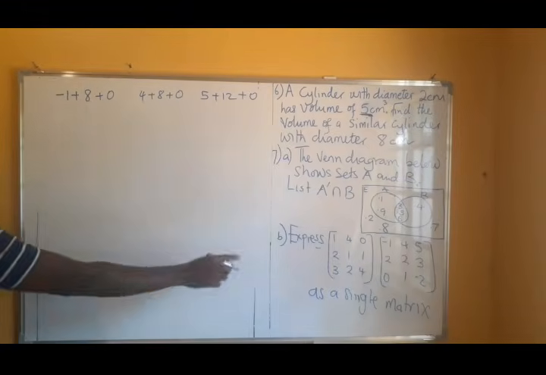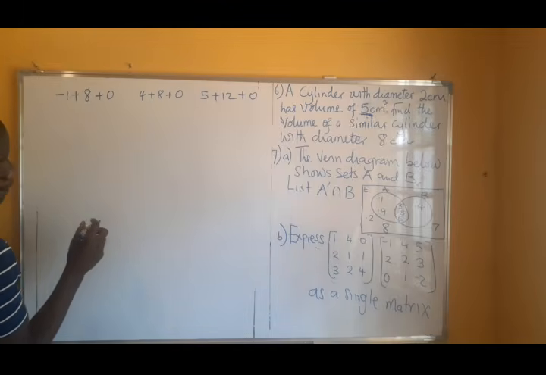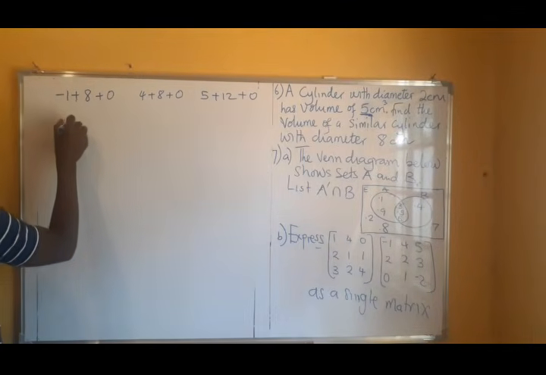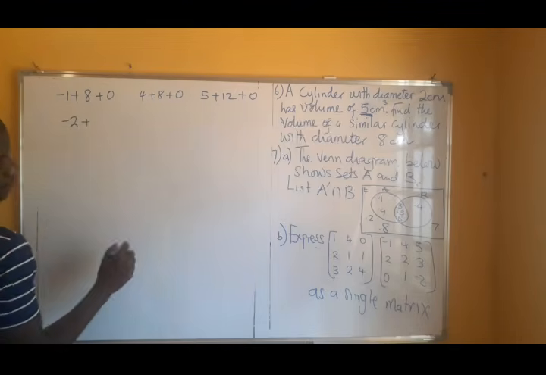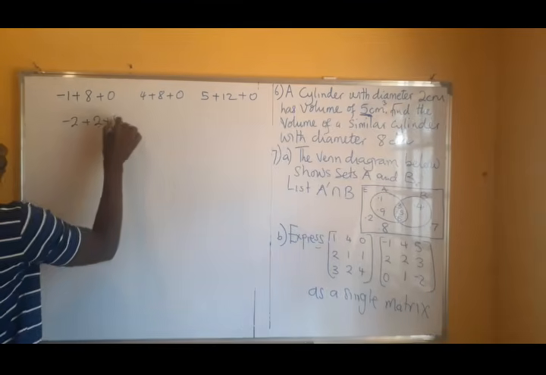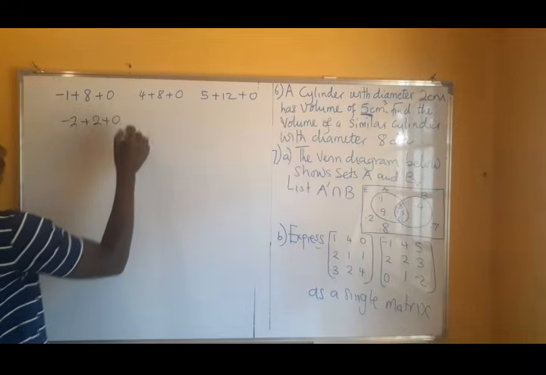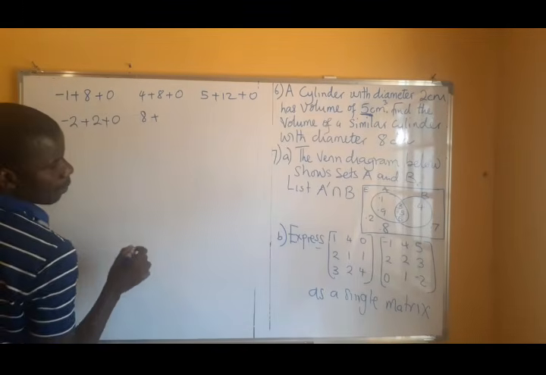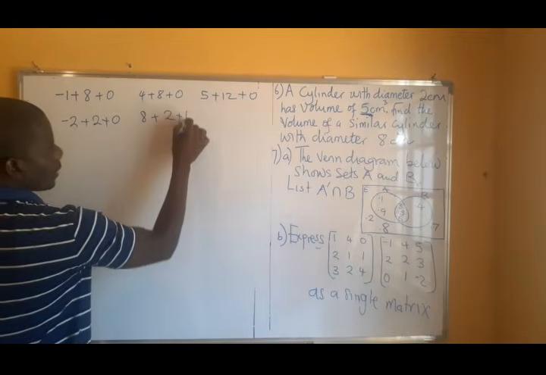So the first one is 2 multiplied by -1. So we're going to get -2. Then plus 1 multiplied by 2, we'll get 2, plus 1 multiplied by 0, we'll get 0. Then now this row by the second column, 2 multiplied by 4, we're going to get 8. Plus 1 multiplied by 2, we're going to get 2. Plus 1 multiplied by 1, we're going to get 1.